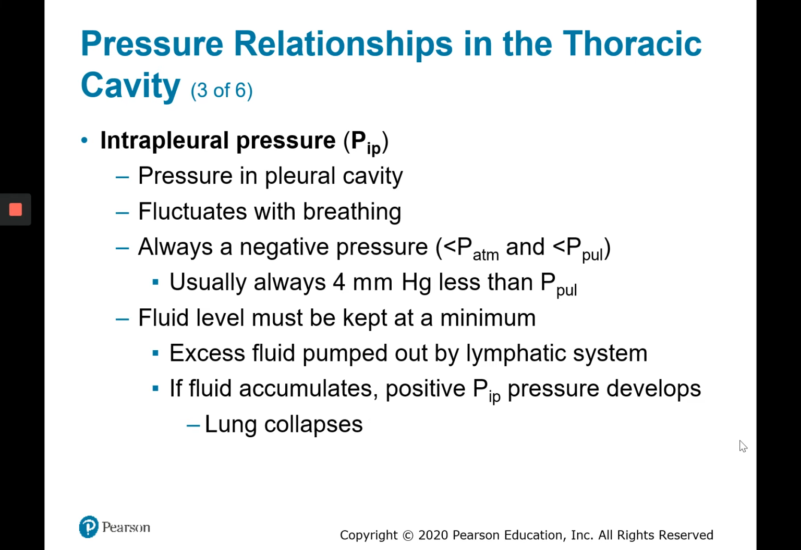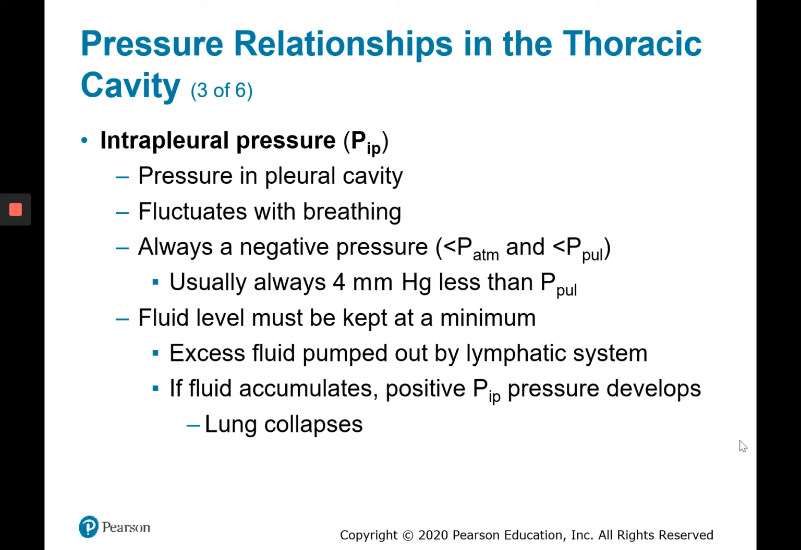Another pressure is intrapleural pressure. Intrapleural pressure is the pressure in the pleural cavity between the parietal and visceral pleura. It's always a negative pressure, so it's going to be less than atmospheric and less than intrapulmonary pressure. It needs to be negative because it's going to hold the parietal and visceral pleura together. Since the parietal pleura is attached to the thoracic wall, and the visceral pleura is attached to the lungs, essentially what the intrapleural pressure does by being negative is it superglues your lungs to your thoracic cage. So whatever happens to your thoracic cage, like when it expands, that means your lungs will also expand.